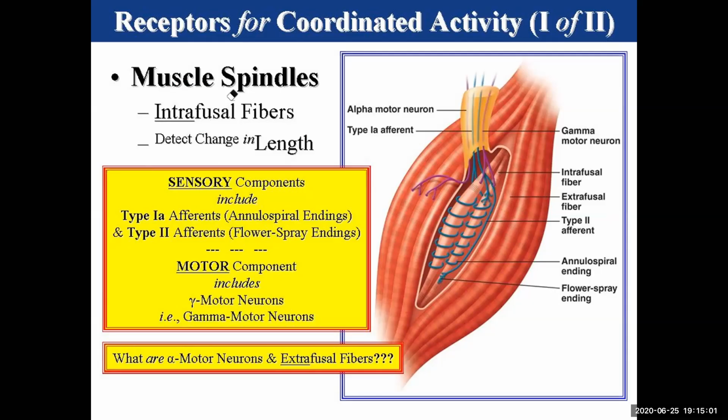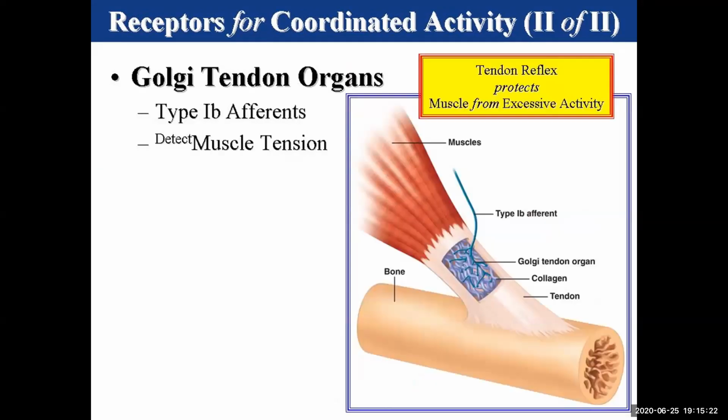The muscle spindle is located within the muscle itself. The next one is located in the tendon, which is also part of the skeletal muscle. The tendon is attaching the skeletal muscle to a bone. We call it a tendon. On the next slide, the Golgi tendon organs.